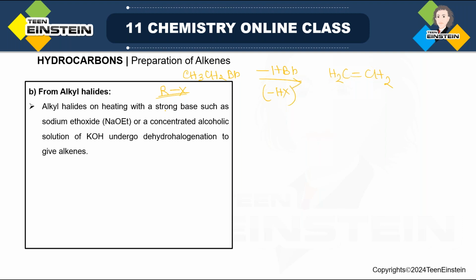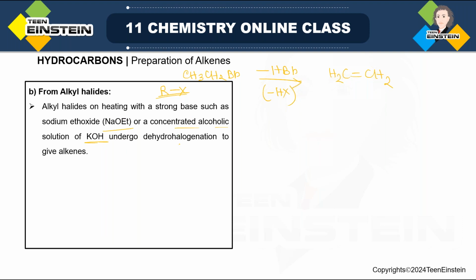Now, as HBr or HX, it may be HCl, is removed, you have to use a strong base because HBr is acidic in nature, HCl is acidic in nature. So you use a strong base like sodium ethoxide, NaOEt, which is a very strong base. Here, the basic part is OEt. Or you can take a concentrated alcoholic solution of KOH.